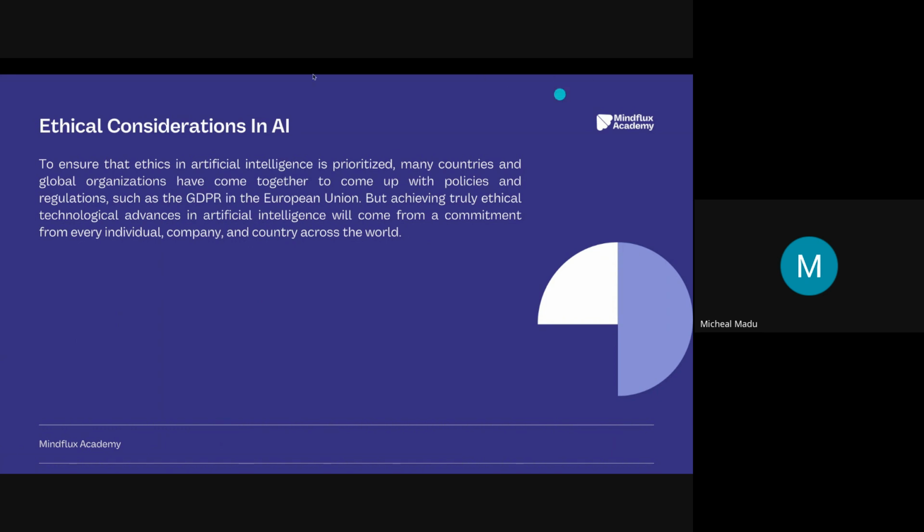Now, it also ensures that organizations will ensure that whatever technological advancement in AI will come from a place of commitment from every individual, company, and country across the world. So all the major tech companies, in fact, all companies that are incorporating artificial intelligence into their systems, both the creators and the end users, ensure that there are ethical considerations in AI.